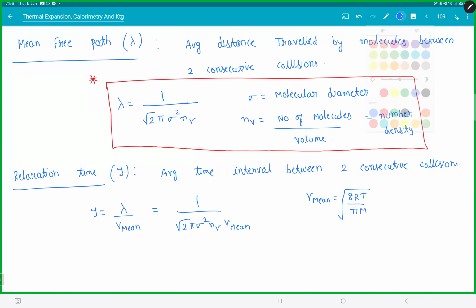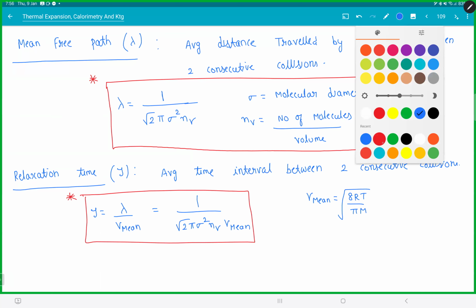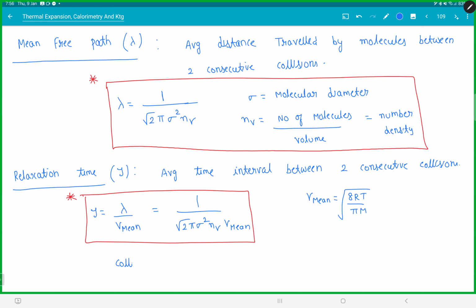This is the second important one. So if you know mean free path, you'll get everything from there. So from here, we also define something called collision rate, Z. This is the number of collisions per second. So if the time interval between two collisions is tau, then the number of collisions per second is 1 by tau, which is root 2 pi sigma square NV into v mean. So you're just playing around with this. Have a look at this. You should know these results.